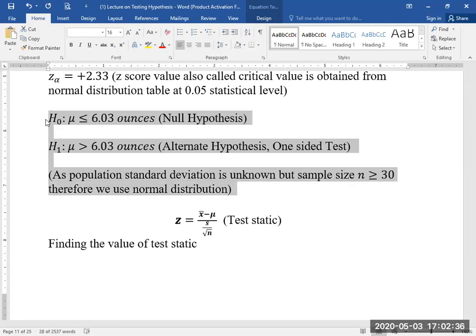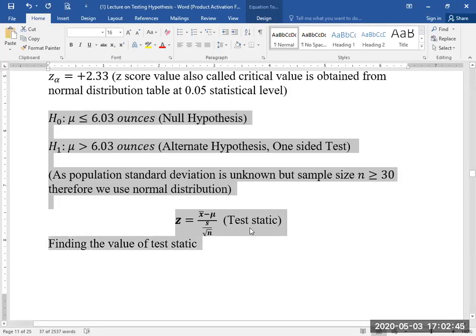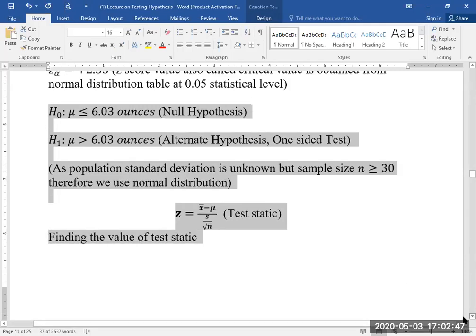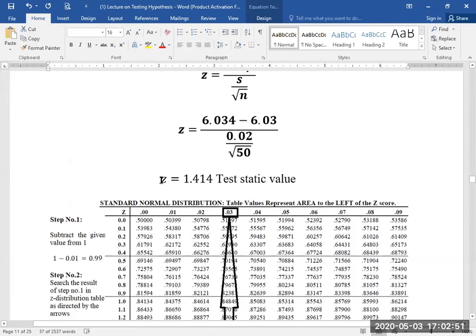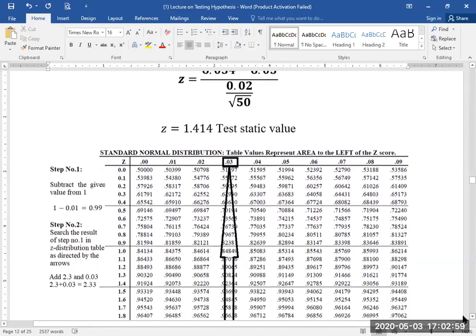Okay, students, as population standard deviation is unknown, but sample size is greater than 30, therefore we use normal distribution. This is the test statistic we use. We use S, the standard deviation of the sample, instead of the sigma. Now student, substituting the values in the test statistic, we get Z equals 1.414.